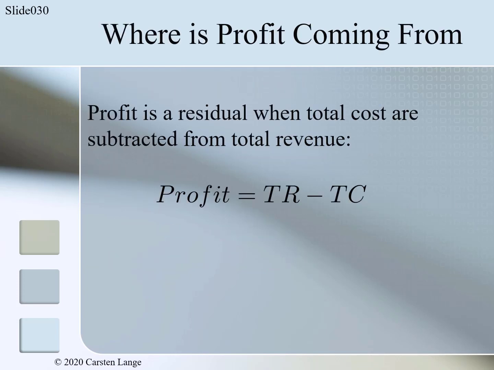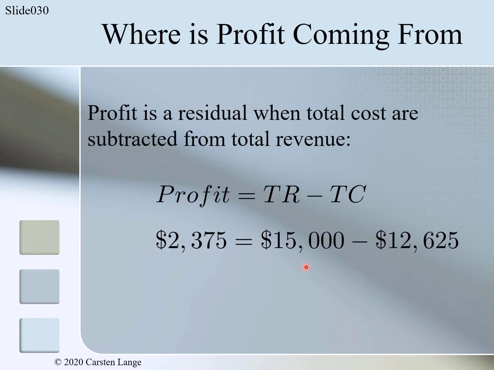Where is a firm's profit coming from? Profit is a residual. That means it is what is left over when total costs are subtracted from total revenue. Profit can be calculated if we take the total revenue, this is what the company collected by selling their goods, and we subtract all cost, total cost. Let's look at an example.